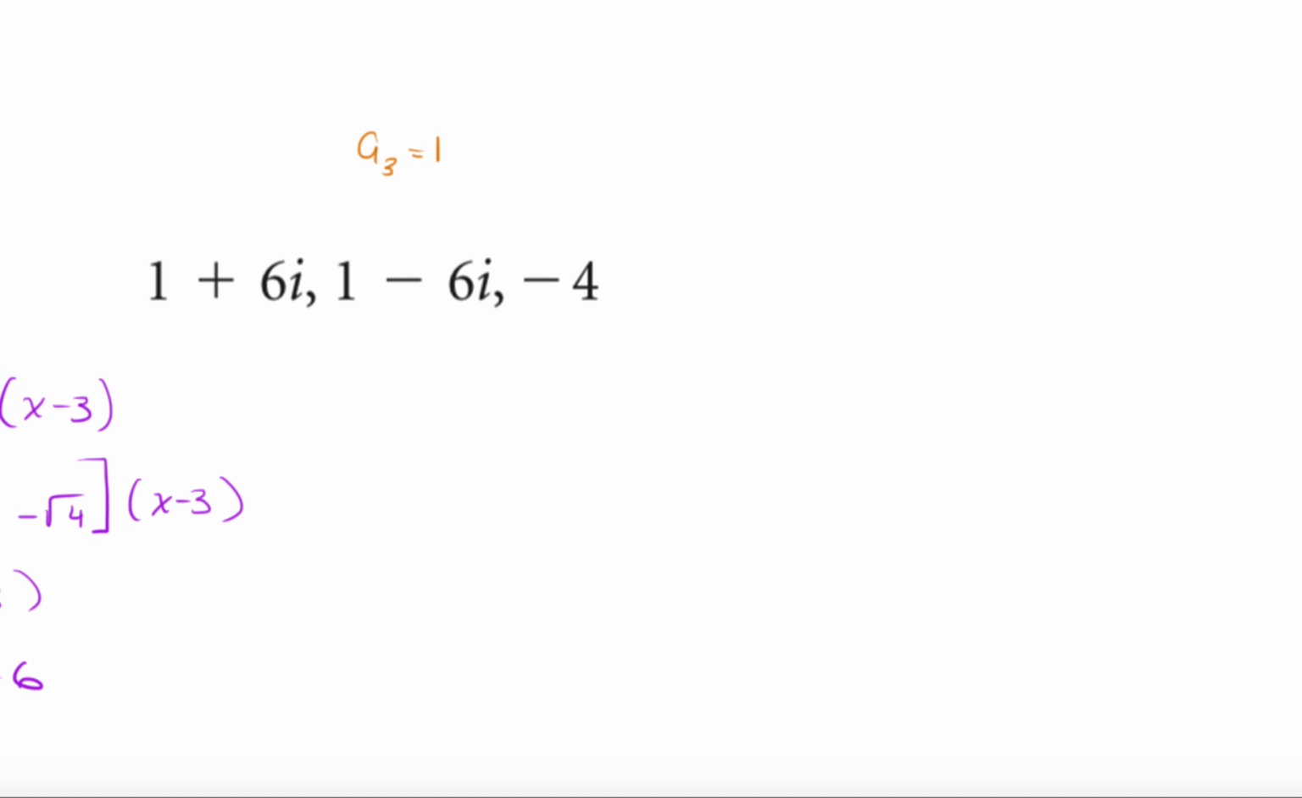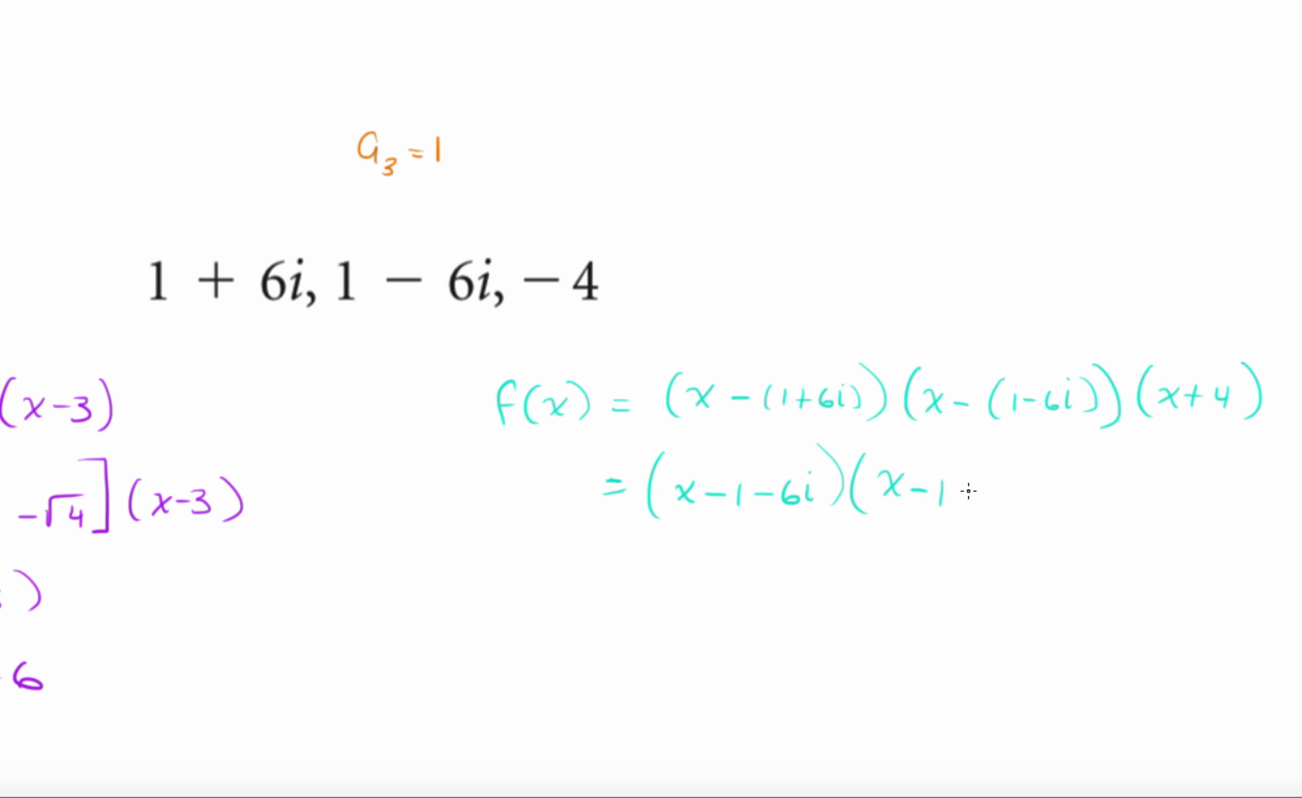Same thing here. So let me use a different color. So f of x equals x minus. Here it's a little bit tricky. Notice that you have 1 plus 6i. I'm going to write that in parentheses. And then x minus the same thing in parentheses. And then x plus 4. Now, this becomes x minus 1 minus 6i. Notice that the negative has to distribute. The same thing here, x minus 1 plus 6i, and then x plus 4.